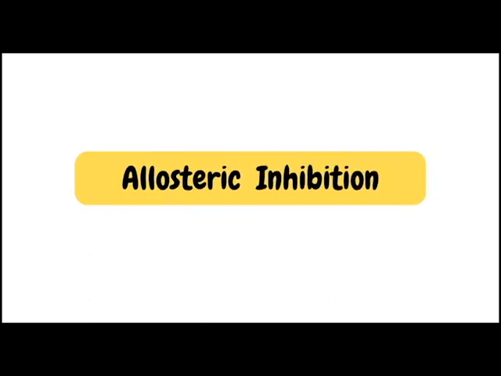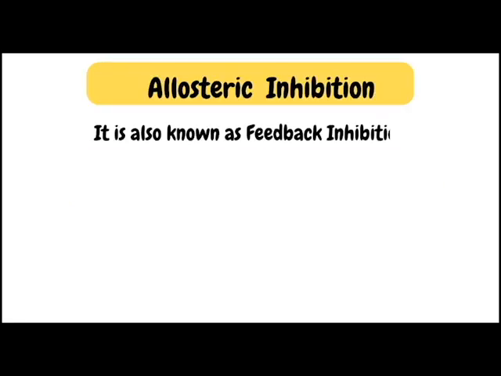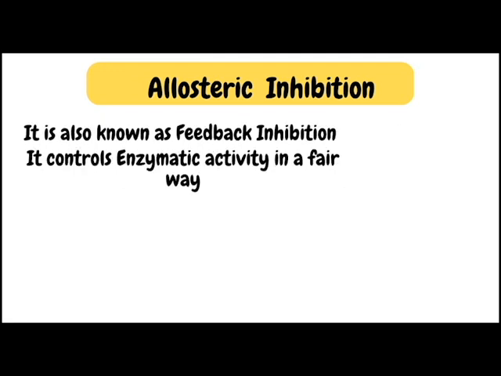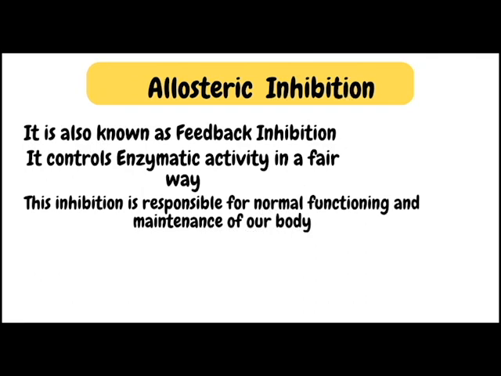The other type of inhibition is allosteric inhibition. It is also known as feedback inhibition because it controls the enzymatic activity in a fair way. This inhibition is responsible for normal functioning and maintenance of our body. It works as a feedback loop. Downstream product regulates the speed of the upstream reaction.